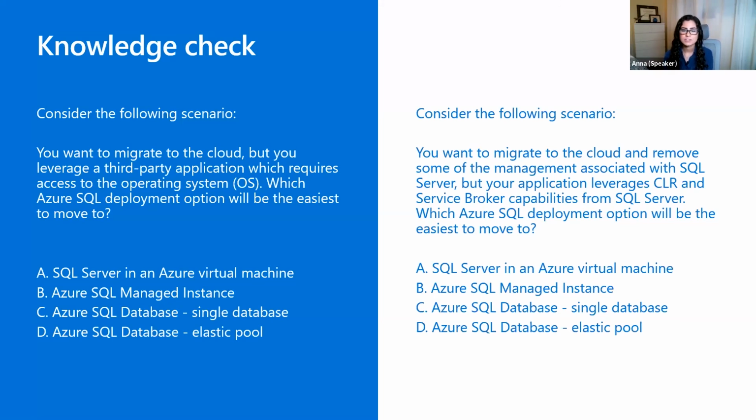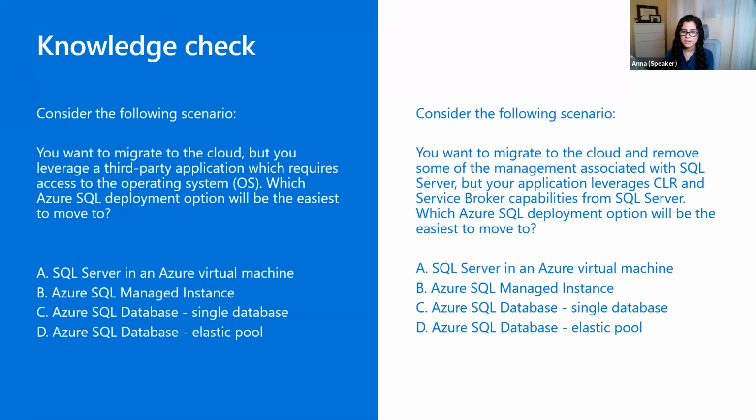I see some folks have started to answer, and it seems like we're all pretty consistent. I've seen only A's for the first one and only B's for the second one. That's awesome. You guys are doing great. Thank you for participating. Let's talk about them briefly. In the first one, they say they need access to the OS, so this is kind of a dead giveaway. If we do some process of elimination, you don't get that in Elastic Pools, you don't get that in Single Database, and you don't get that in Azure SQL Managed Instance. But you do get it in SQL Server on a virtual machine because you manage the virtual machine.